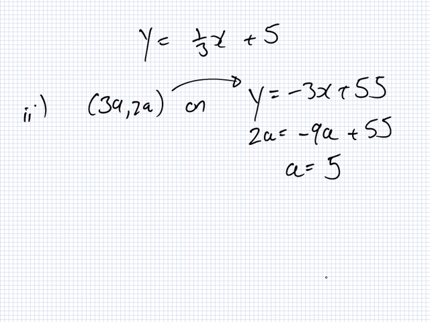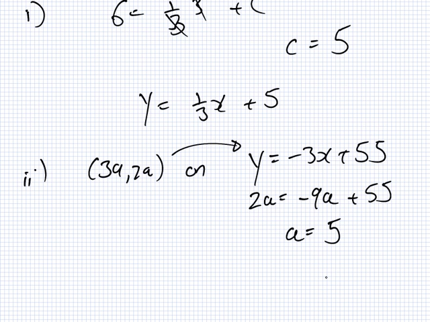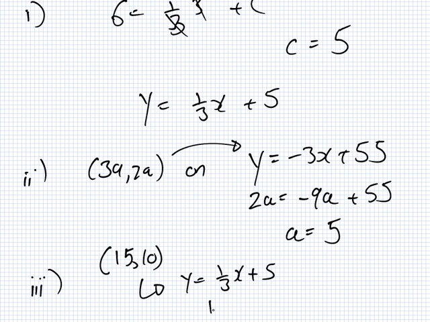Confirm that L1 also passes through. All right. So we're not finished. The answer is 15, 10. And now check that that's on the first line. So if I put that onto y equals a third x plus 5, I get 10 equals a third 15 plus 5. This is true. So that is good.